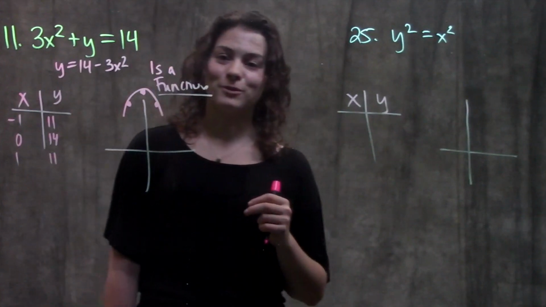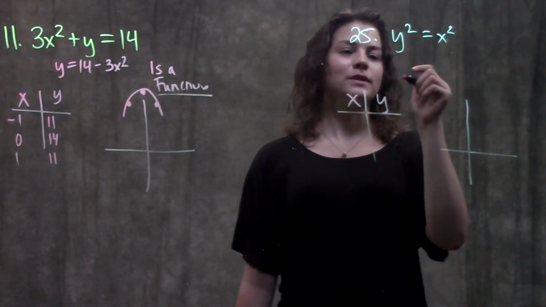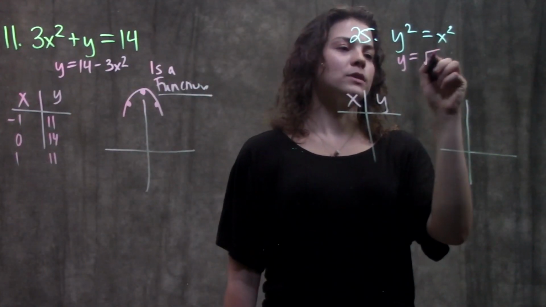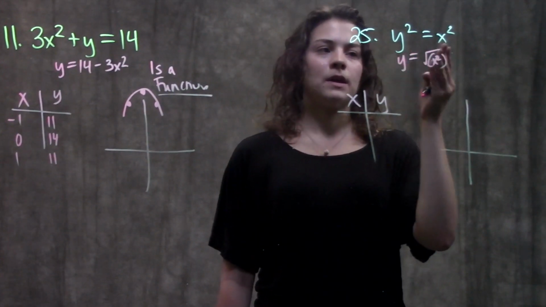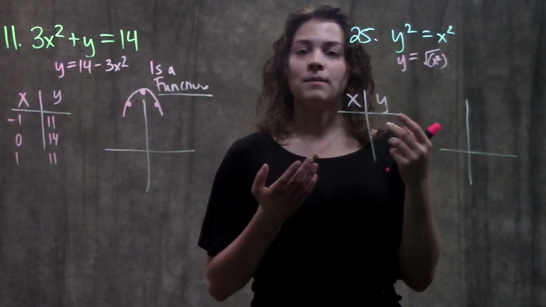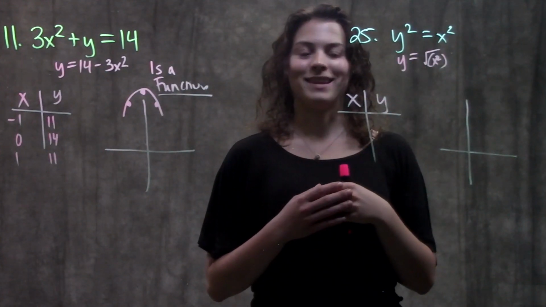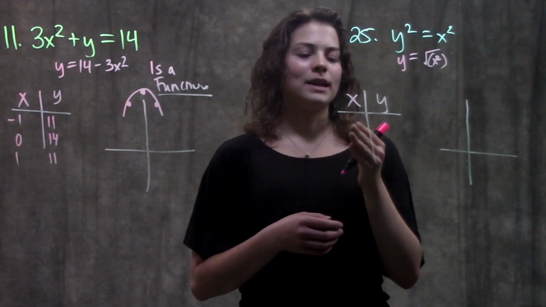All right, moving on to number 25, we're going to do the same thing. First, let's solve for our y. We get y is equal to square root of x squared. Don't simplify this because we want to keep the function in the same terms as what they gave it to us in. All right, so now plugging in values for x.